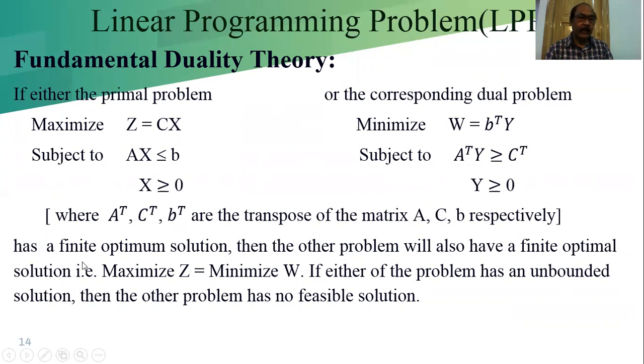If this problem has a finite optimum solution, then the other problem will also have a finite optimal solution, because we are interested in the finite optimum solution. That is, maximize Z is equal to minimize W. If either of the problems has an unbounded solution, then the other problem has no feasible solution.